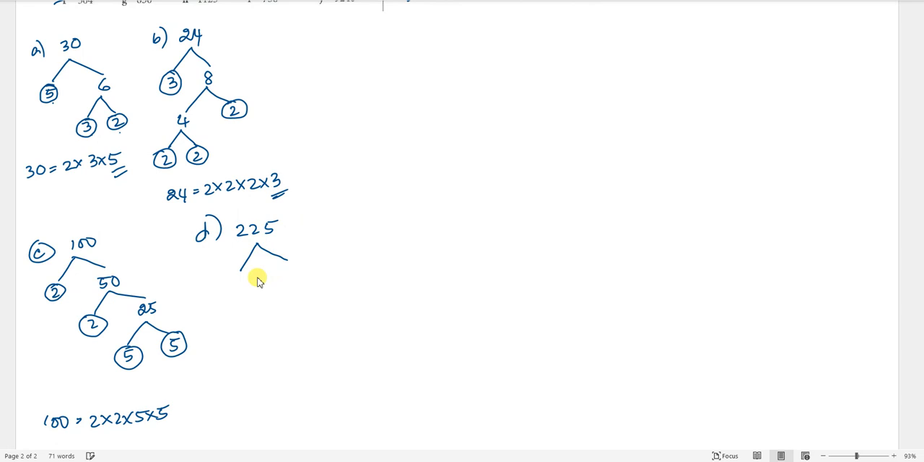We can break 225 down to 5 times 45. 5 is a prime number. We can break this down further to 5 times 9 is equals to 45. 5 is a prime number again. And for 9, 3 times 3. So for 225, we have 3 times 3 times 5 times 5.